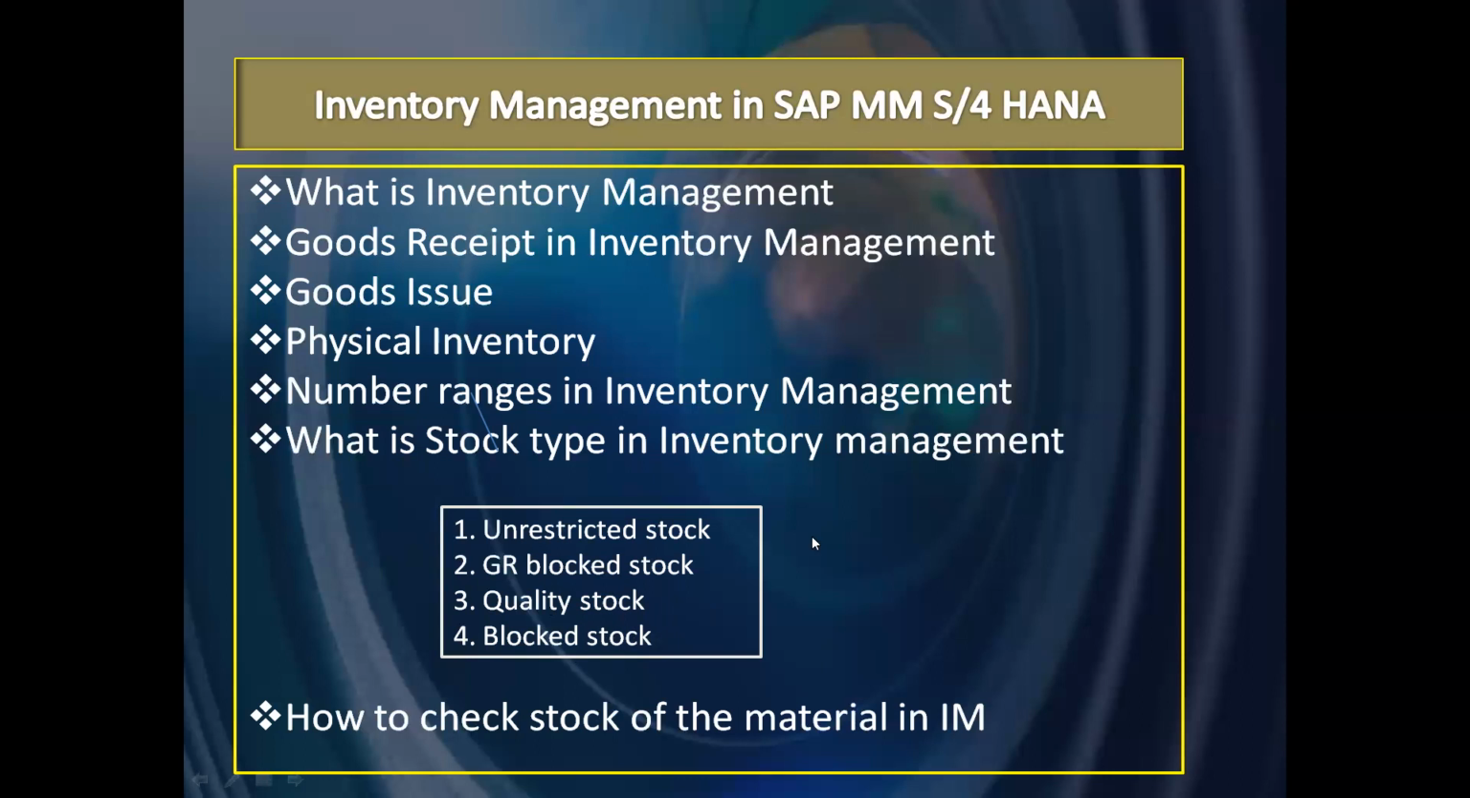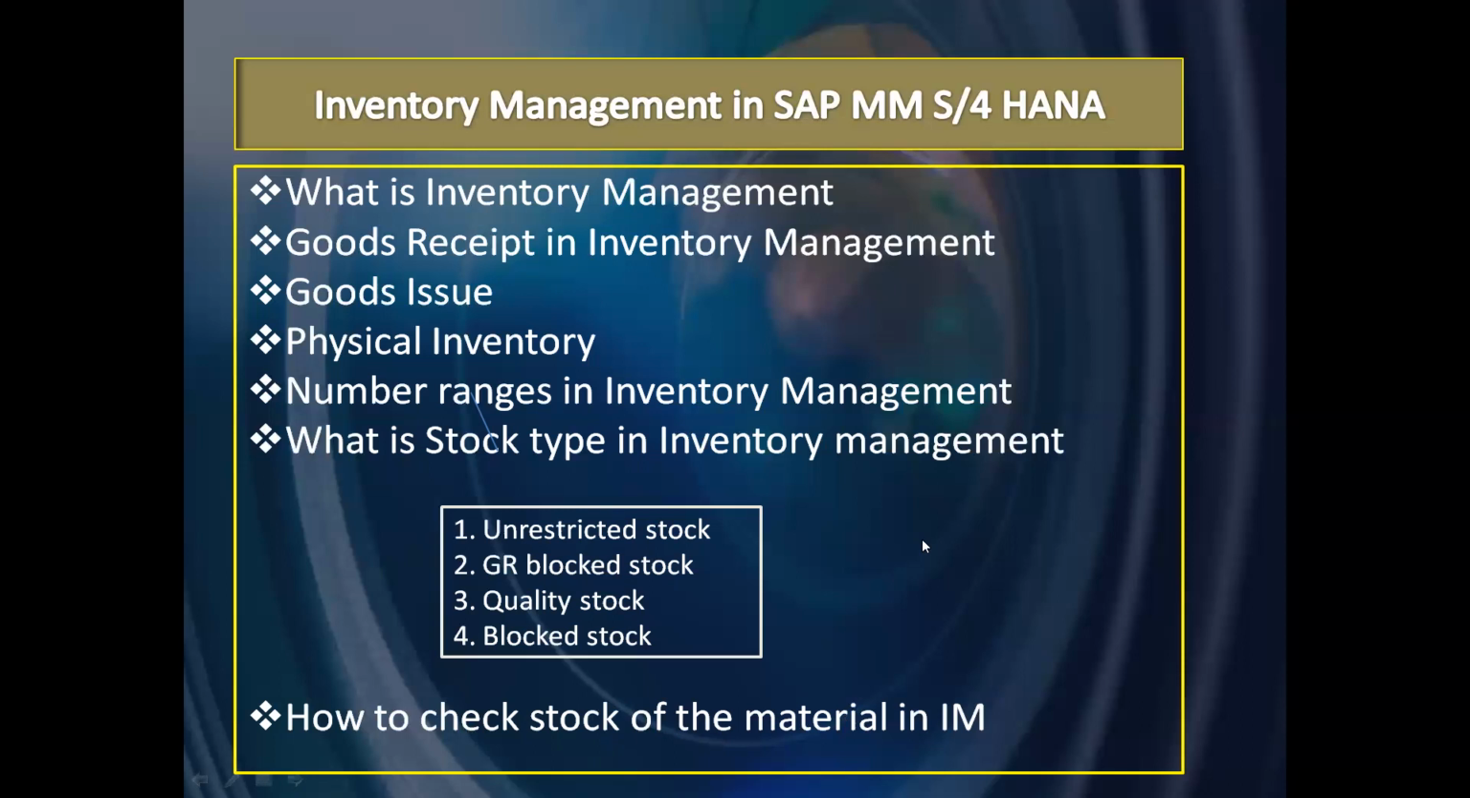Okay, fine. So these are the types of stocks which we have in inventory management. The next is how to check the stock of the material in IM. IM means inventory management. We have a different transaction code to check anything. We have seen how to create the purchase order. For that, we have a different transaction code. For the purchase requisition, it is different. For the material master, it is different, right? For the business partner, it is different. Now, in the same way, we have a transaction code to check the stock of the material.